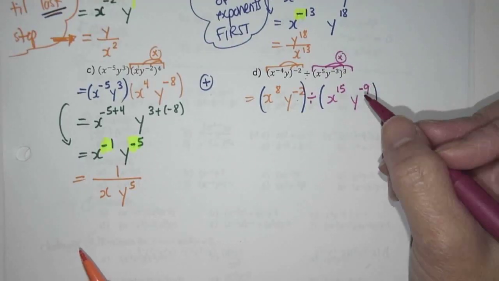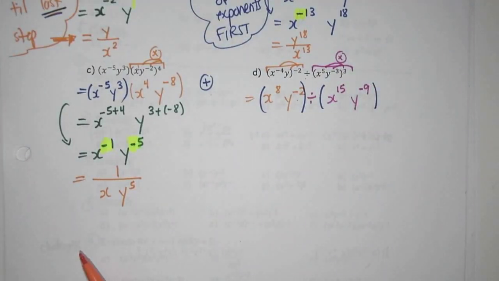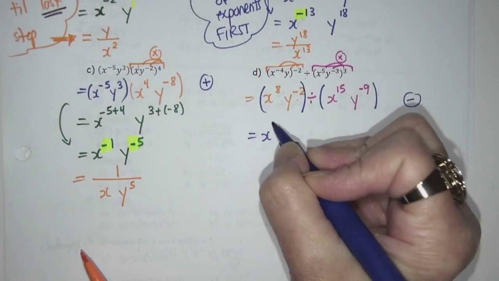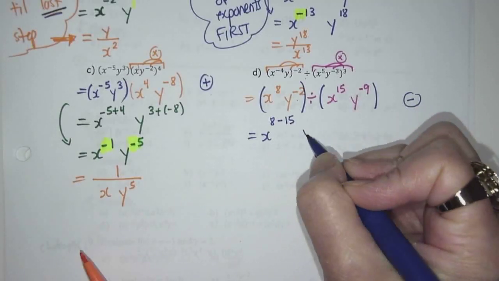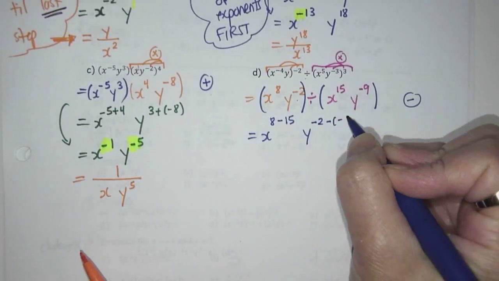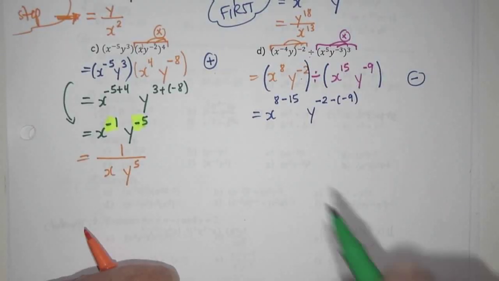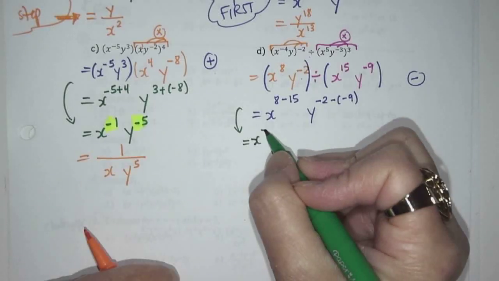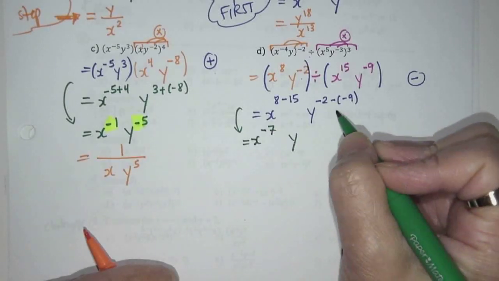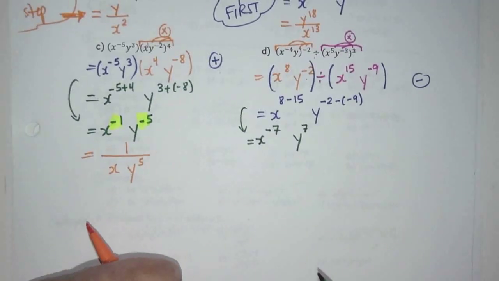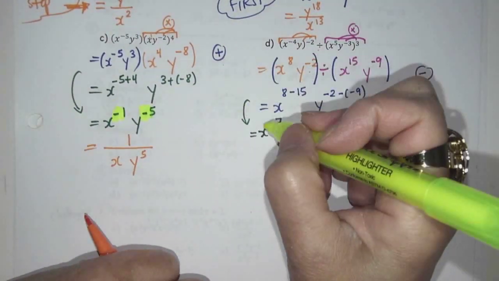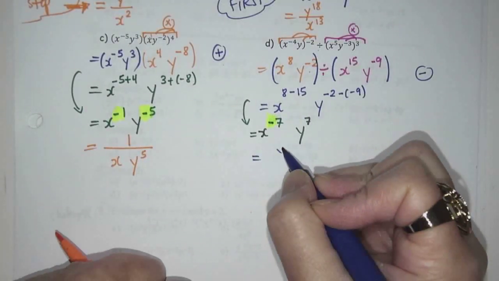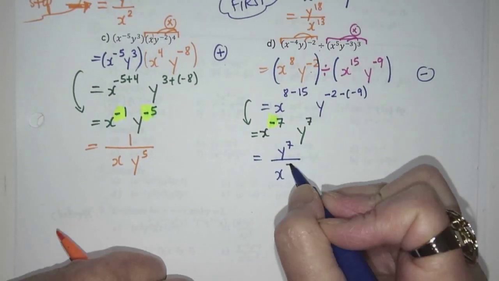Okay, so now keep going. The next step here, this division becomes subtraction. So in my brain I'm thinking subtract. So this will be x to the 8 minus 15 and y to the negative 2 minus negative 9. To finish off, you can skip that, x is negative 7 and y is positive 7. So the one with the negative makes a reciprocal, so this will be y to the 7 over x to the 7.